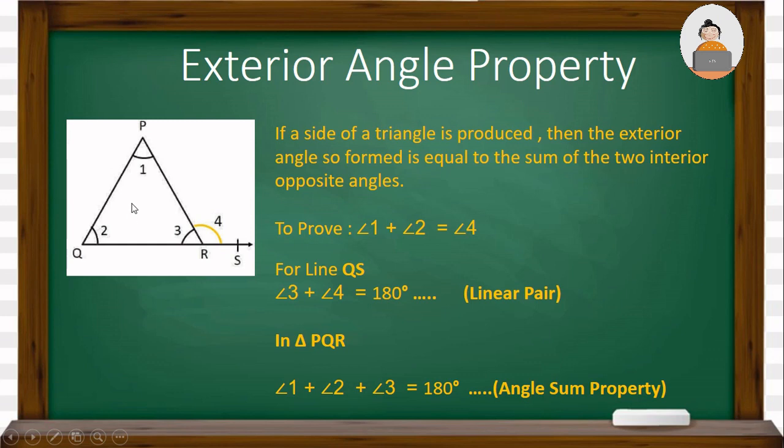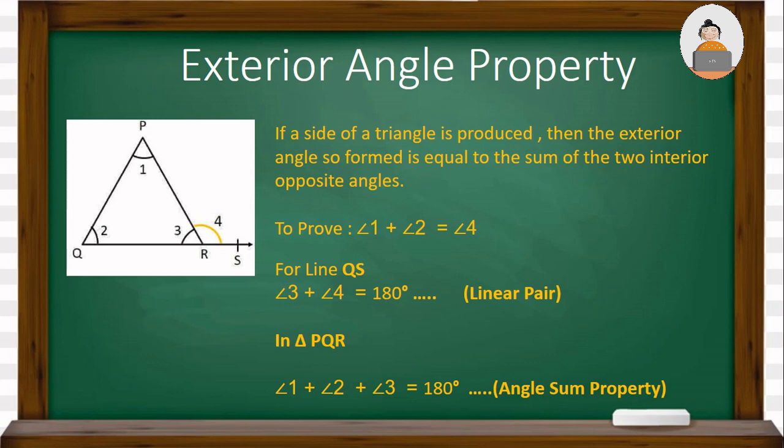So we are going to prove that property. For that, our first equation will be for QS. As you can see, QS will have a linear pair of angles, which is the interior angle 3 and the exterior angle 4. The sum of these two is equal to 180 degree, which we have already discussed in our previous slide.